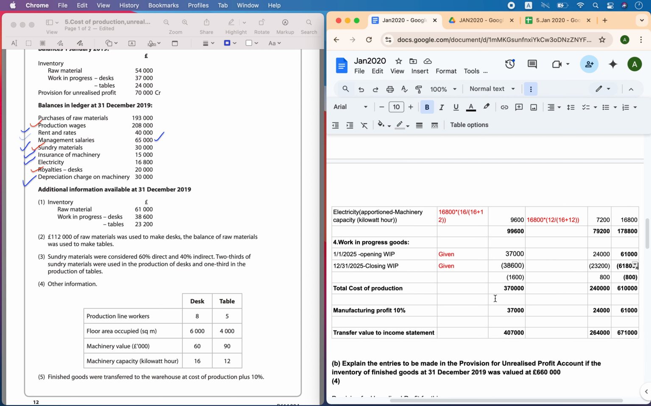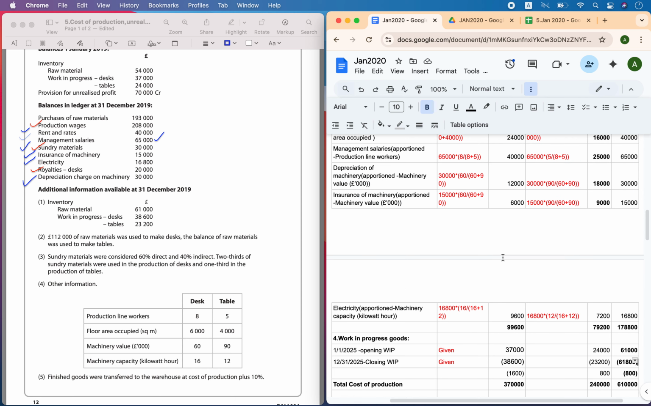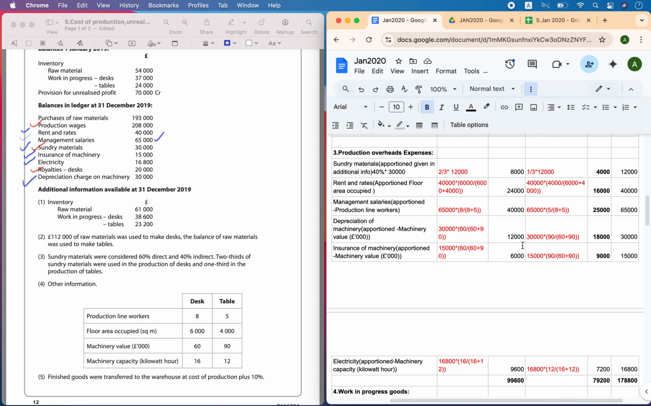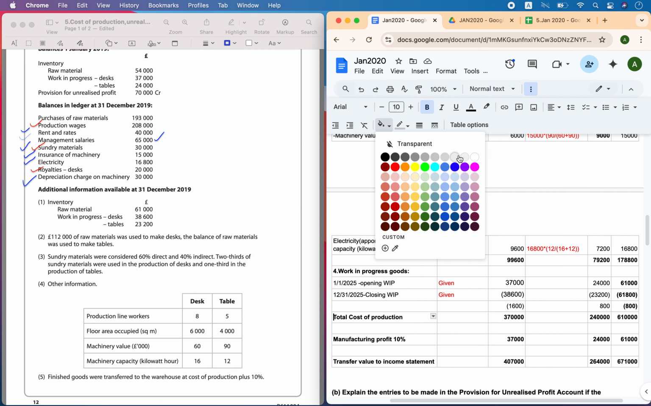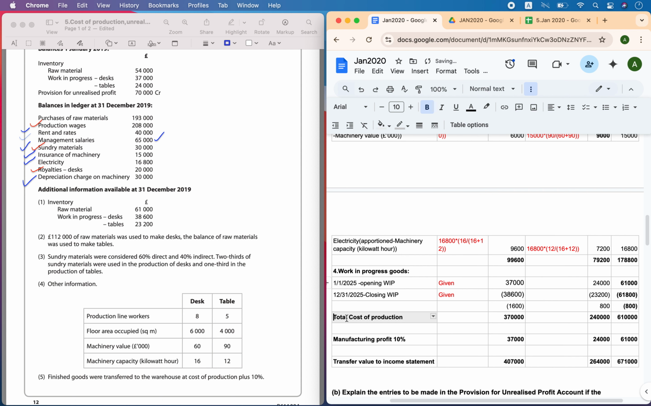Then now you have the total cost of production. So let's add up all the cost of production, and when you add up the prime cost of production plus the production overheads, you get the total cost of production. Okay, this is my total cost of production. So let's put here the total cost of production for the entire thing.